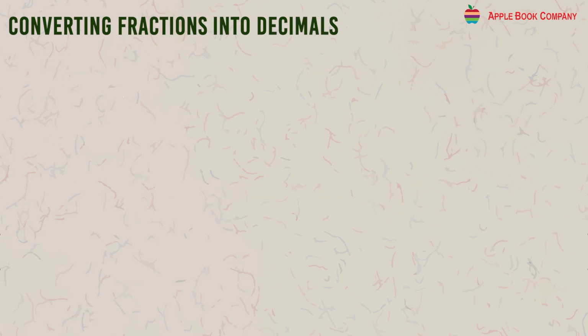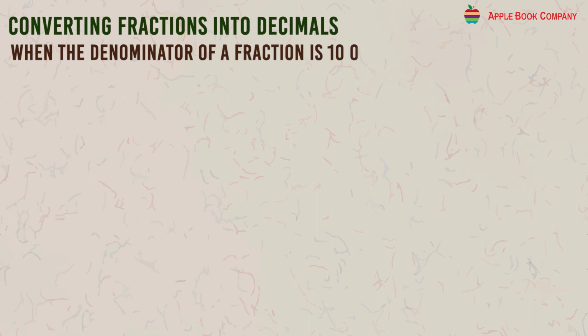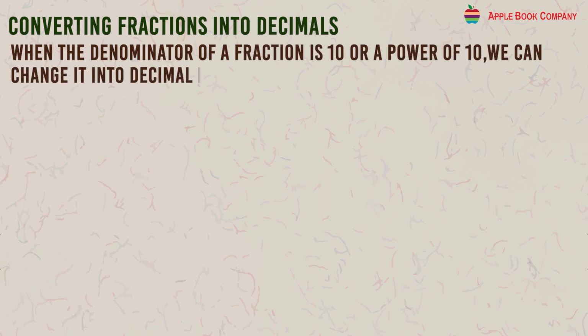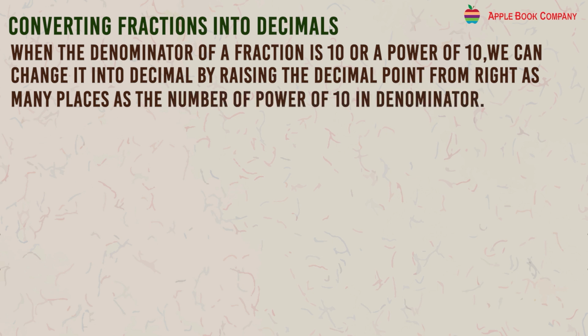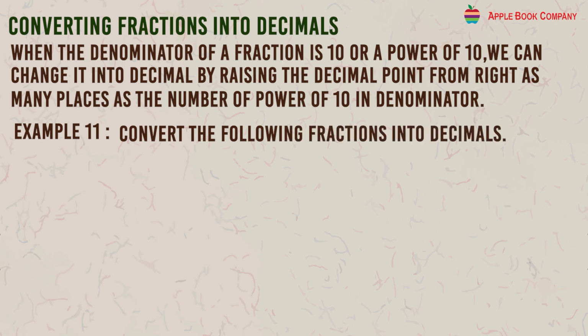Converting fractions into decimals. When the denominator of a fraction is 10 or a power of 10, we can change it into a decimal by shifting the decimal point from the right as many places as the number of zeros in the power of 10 in the denominator. Example 11. Convert the following fractions into decimals.